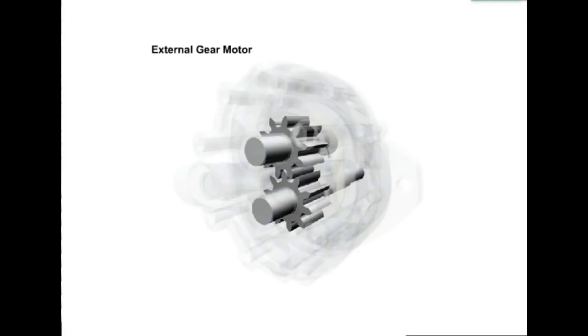The external gear motor is designed much the same as an external gear pump. These motors are used in many high-speed, low-torque applications, are fixed displacement, and can be bidirectional. These motors are used in many mobile applications where size, costs, and weight are factors.